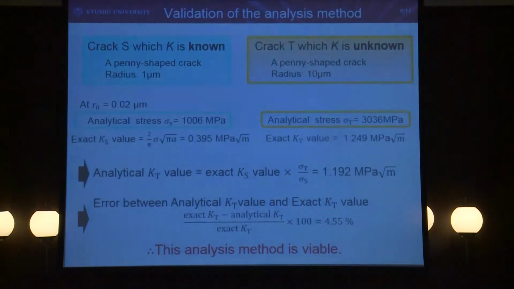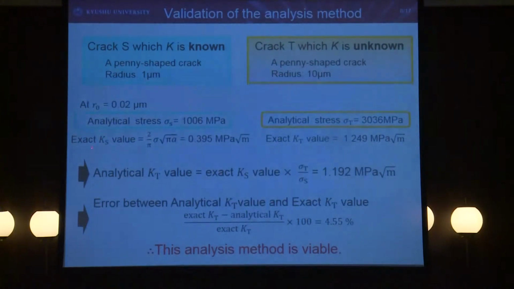And here is the validation of the analysis method slide. Crack S, whose K is known, is a penny-shaped crack with a radius of 1 micrometer. And crack T, whose K is unknown, is a penny-shaped crack with a radius of 10 micrometer. At R0 of 0.02 micrometer, analytical stress sigma S was 1006 megapascal, and analytical stress sigma T was 3036 megapascal.